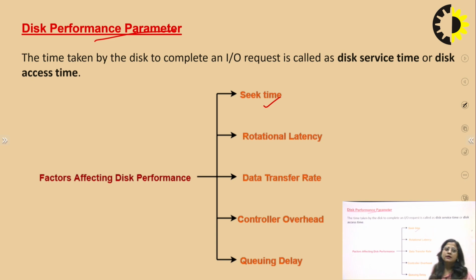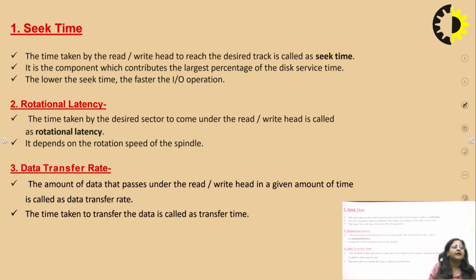First one is seek time. So what is the seek time? Seek time is the time taken by the read write head to reach the desired track. It is the component which contributes the largest percentage of disk service time, and the lower the seek time, the faster the input output operation.